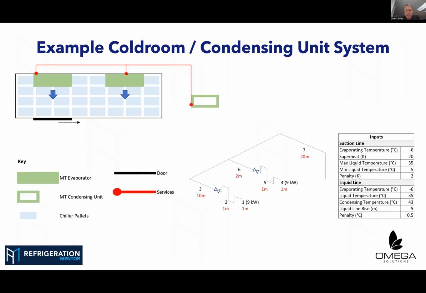To the right of the isometric, these are the user parameters, the inputs. In this demonstration for the suction line, I'm going to be using an evaporating temperature of -6. I'm assuming this is a chilled cold room, where we'll be targeting maybe 2 to 4 degrees Celsius, chilled food, superheat value of 20, maximum liquid temperature 35, minimum temperature 5 degrees, and a suction line penalty of 2K. Liquid line, again, it's -6, liquid temperature 35, assuming condensing temperature 43, and liquid line rise from the base of the condensing unit and its receiver, assuming it's got a receiver, 5 meters, and a liquid line penalty of ½ degree Celsius.